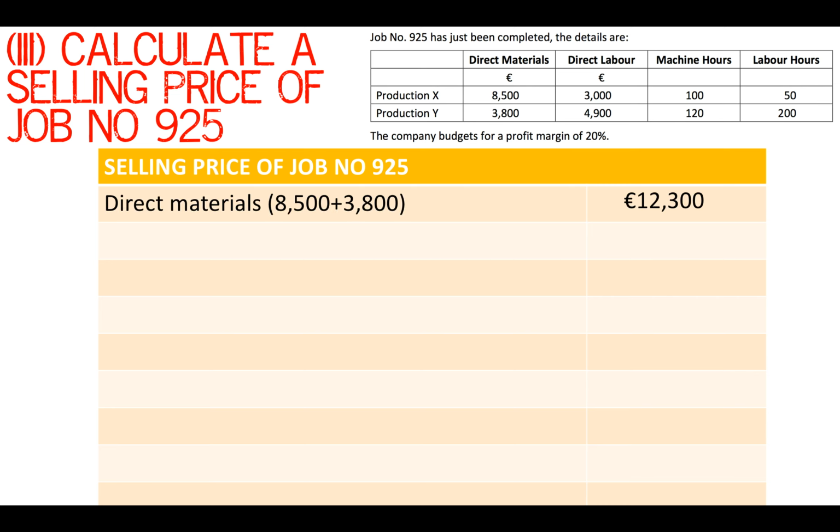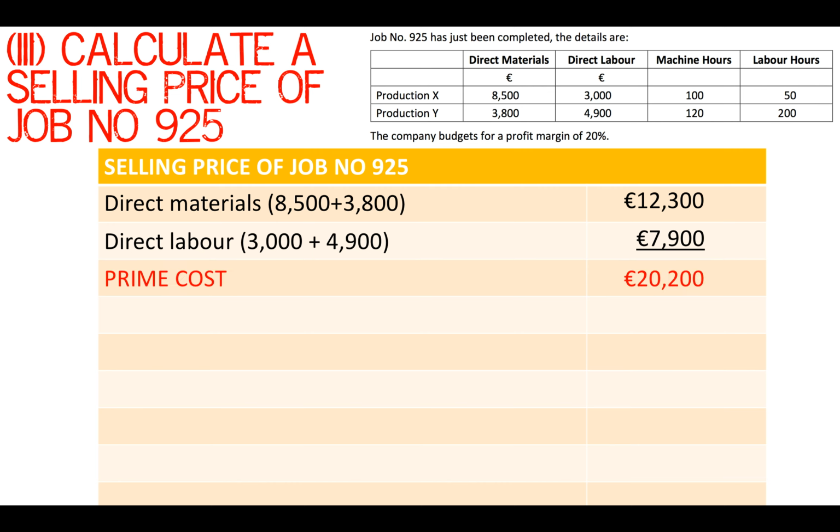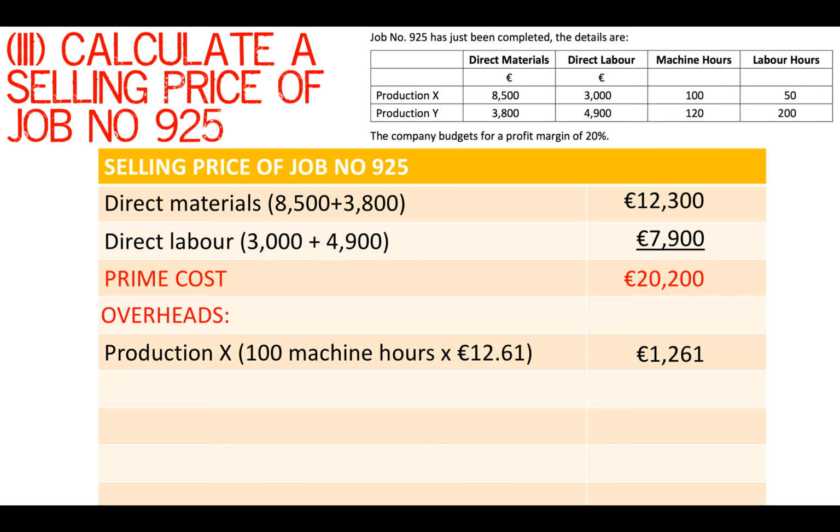Okay, so selling price of job number 925. So we've got the direct materials, 8,500 plus 3,800 is 12,300. Direct labour, 3,000 plus 4,900 is 7,900. That is equal to the prime cost. So prime cost is just the total of the direct costs, which is 20,200. Then the overheads, we are going to multiply production X, we're going to have 100 machine hours by €12.61 because that's the dominant activity there.